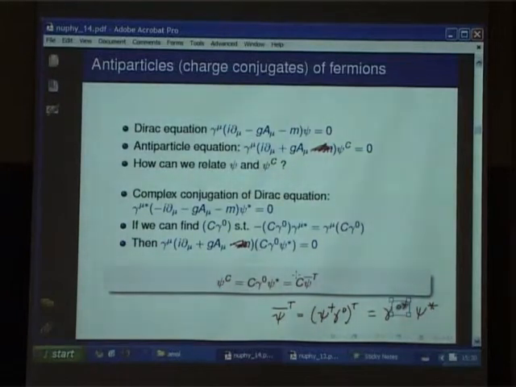So this must be only exact representation. I think I used some representation here, which perhaps I shouldn't have done. But anyway, this part is true without any representation. I use psi c is C gamma 0 psi star. That is my charge field.